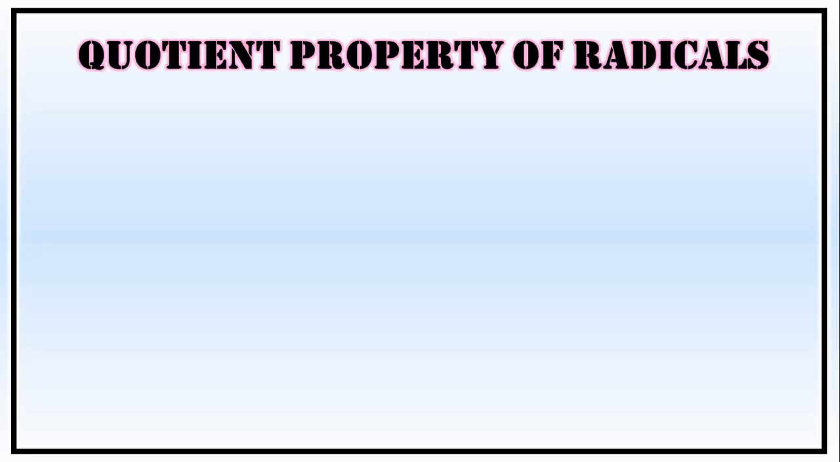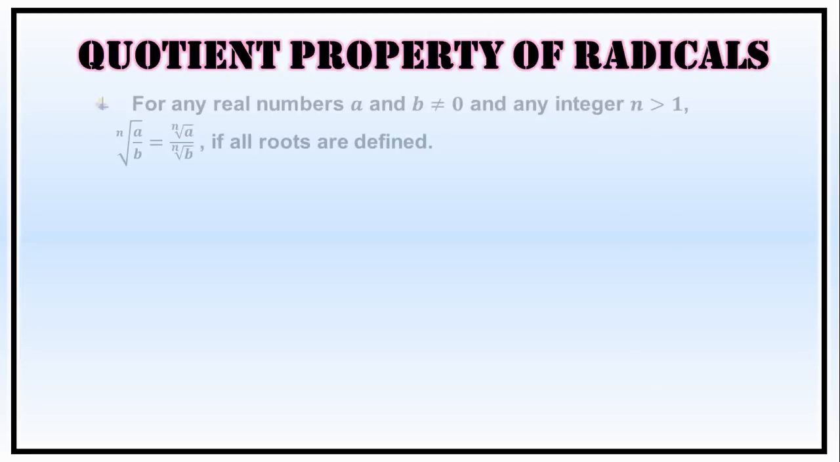Next is the quotient property of radicals. The quotient property of radicals states that for any real numbers a and b, where b cannot be equal to 0, and any integer n greater than 1, the nth root of a over b is equal to the nth root of a all over the nth root of b, if all roots are defined.